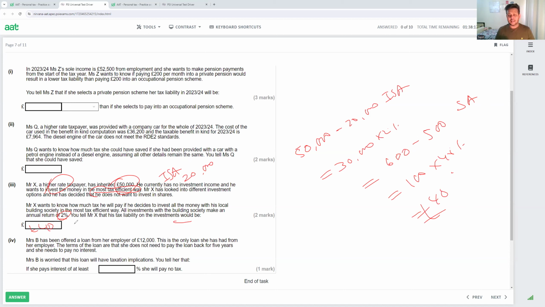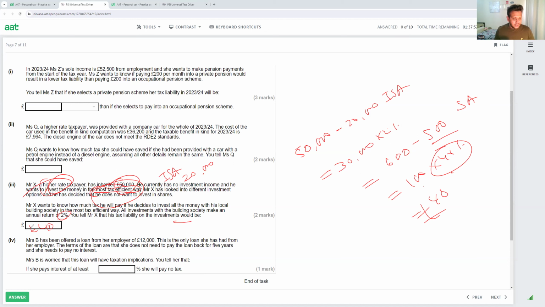Be very careful with that. This calculation could be very important. That's the most tax efficient way. That means I'm going to advise my client to invest in the ISA because 20,000 is exempt. And also I'm going to get the 500 savings allowance anyway. And of course, on the rest of the amount, I'll pay 40% because I am a higher rate taxpayer. Be very careful with this type of question.